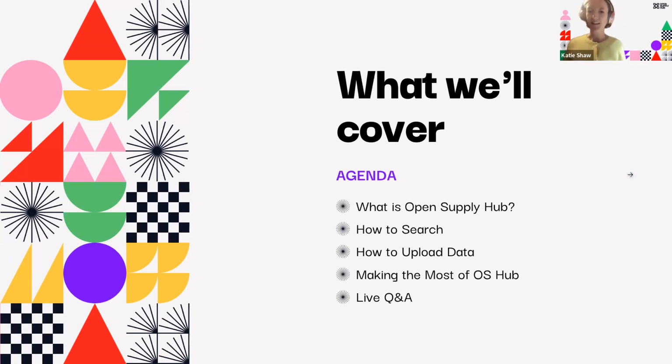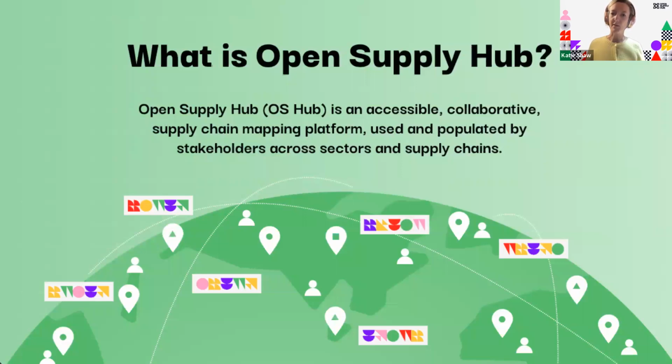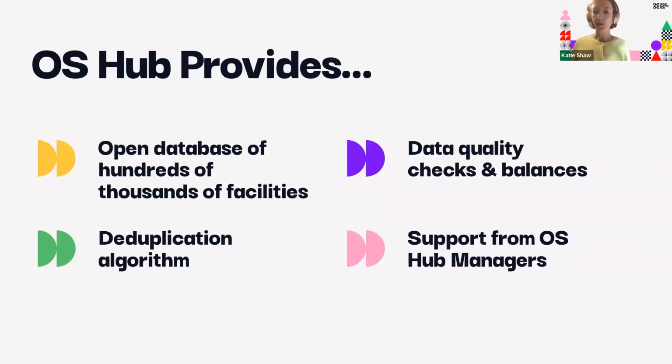So moving on to the next slide, what is Open Supply Hub? Open Supply Hub is an accessible, collaborative supply chain mapping platform used and populated by stakeholders across sectors and across supply chains. And if we move on to the next slide, what we are providing is an open database of hundreds of thousands of facilities.